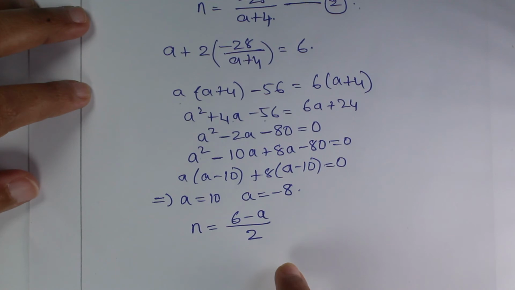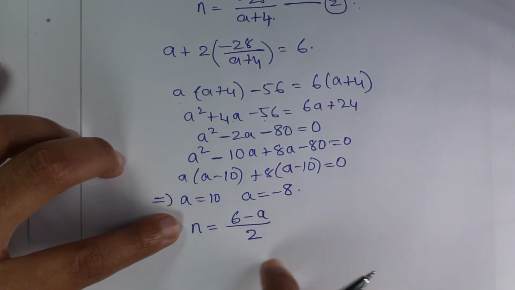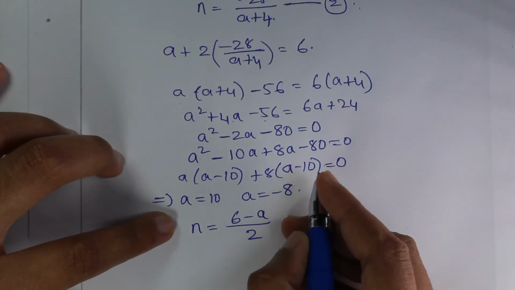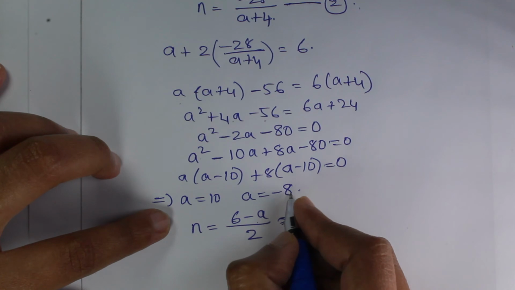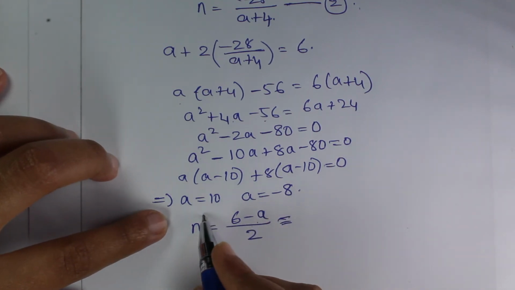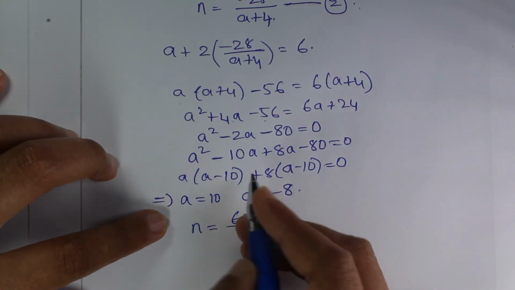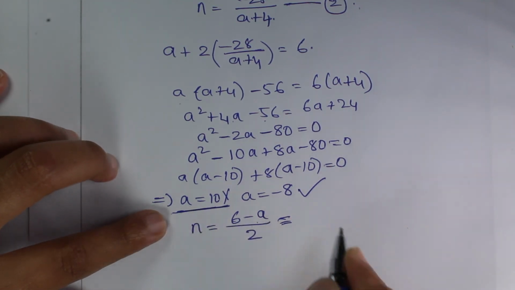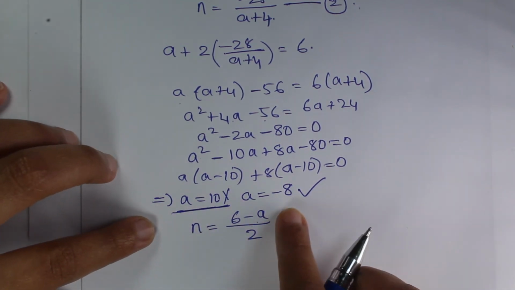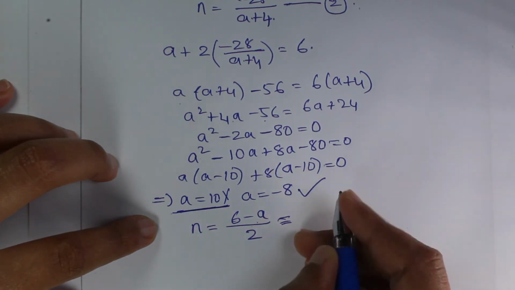So n should be a positive integer, right? It cannot take negative values because n is the number of terms in the series. So in order for n to be a positive integer, a can only be minus 8. If I take a as 10, then n becomes a negative integer. So that's why we will consider only a as minus 8. We will not consider a as 10. Only then will the n value be a positive integer.